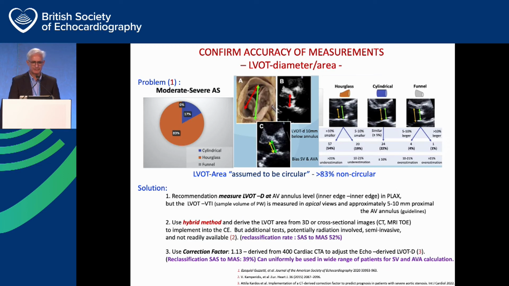The problem comes that the LVOT area is assumed to be circular, but in fact, in more than 83% of the patients it is non-circular, with an hourglass morphology. And you can see that especially in patients with moderate aortic valve stenosis, that's pretty much the case. And this looks like this.